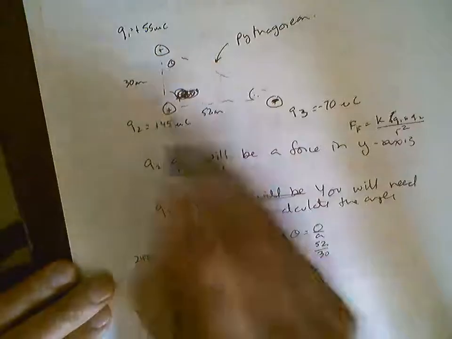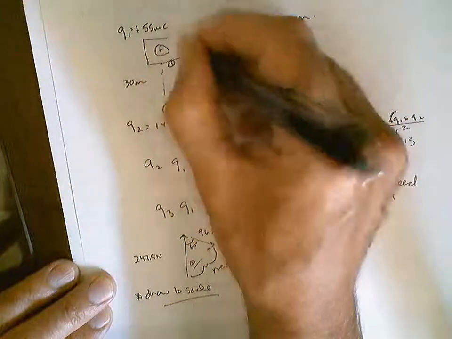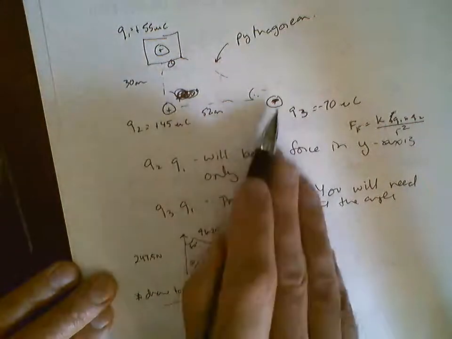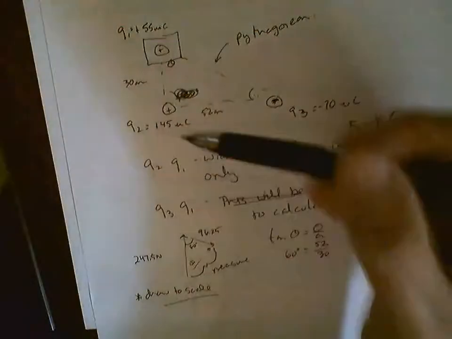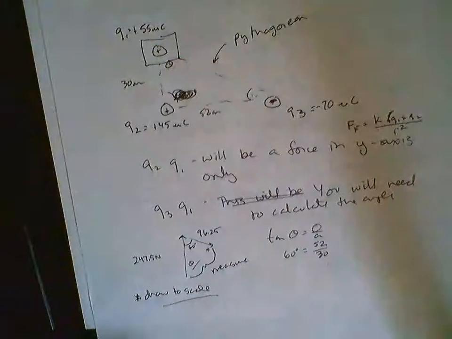We have 3 particles. This is the one we're focusing on right here. So we want to know how this affects this and how this affects this. Once again, we want to know the effect of 2 on 1 and the effect of 3 on 1.